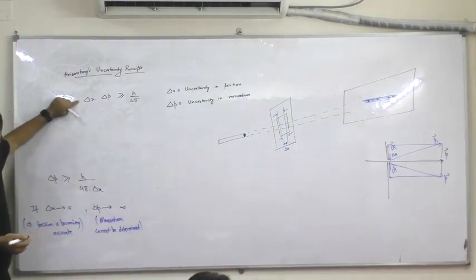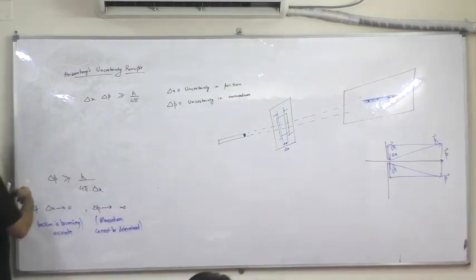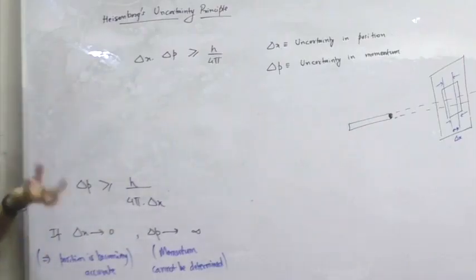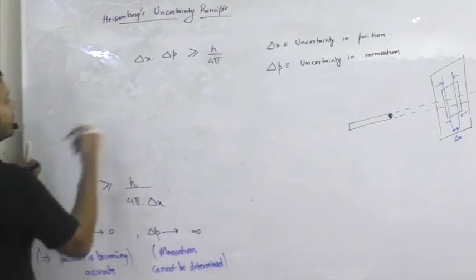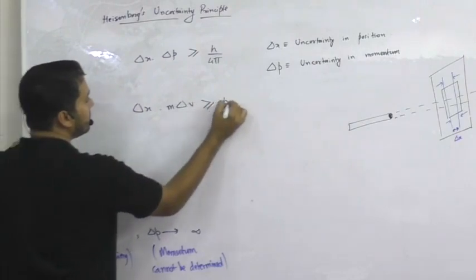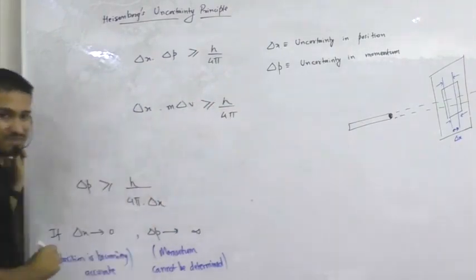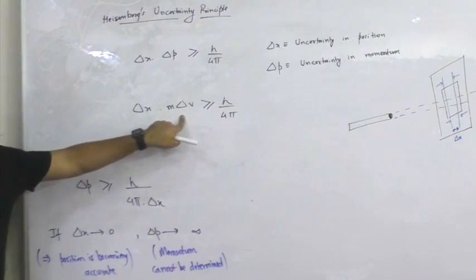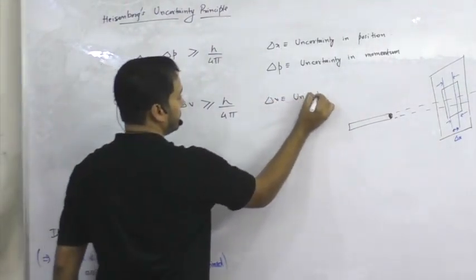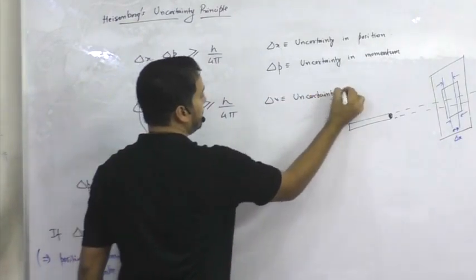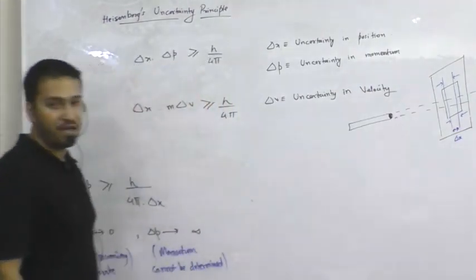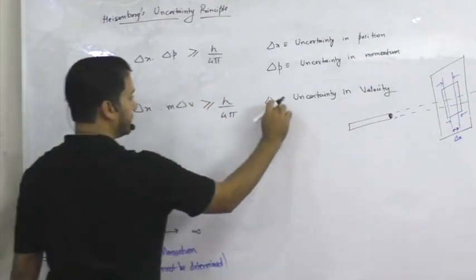One is this: delta x into delta p is greater than or equal to h upon 4 pi. The momentum is what? Mass into velocity, right? Momentum is mass into velocity, and mass is a definite value. You understand it? So delta x into m delta v is greater than or equal to h upon 4 pi. I can write it like this. Delta p can be written as m into delta v, where delta v represents what now? Uncertainty in velocity. Delta v represents uncertainty in velocity.